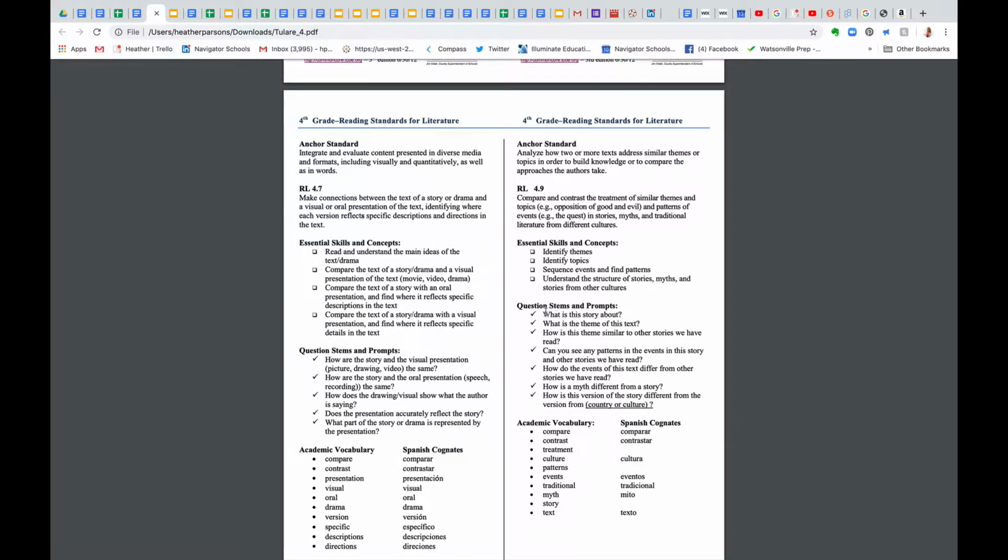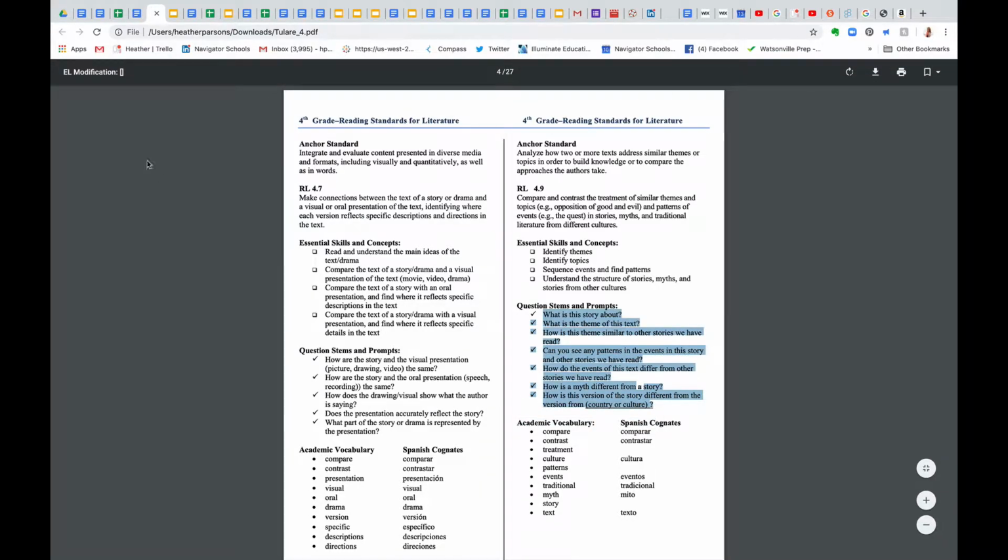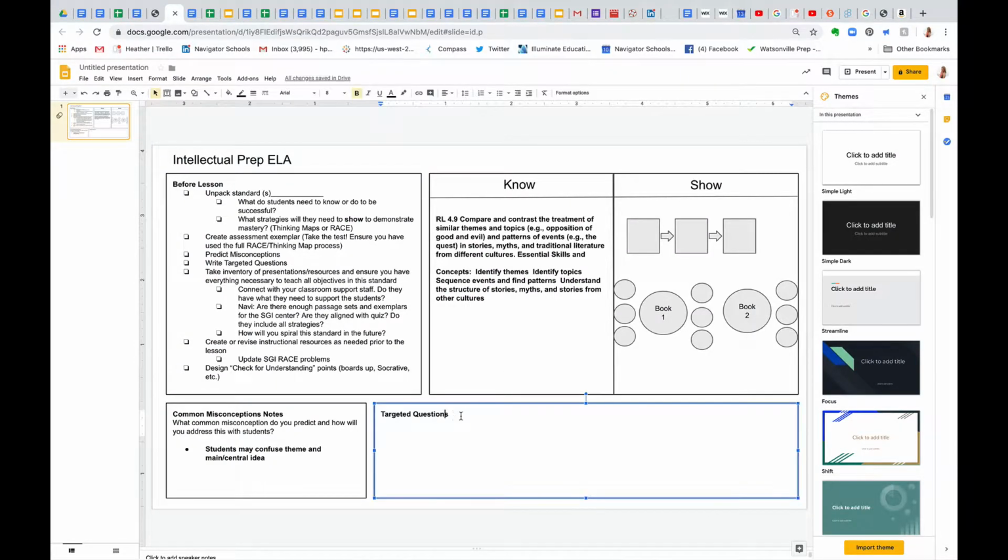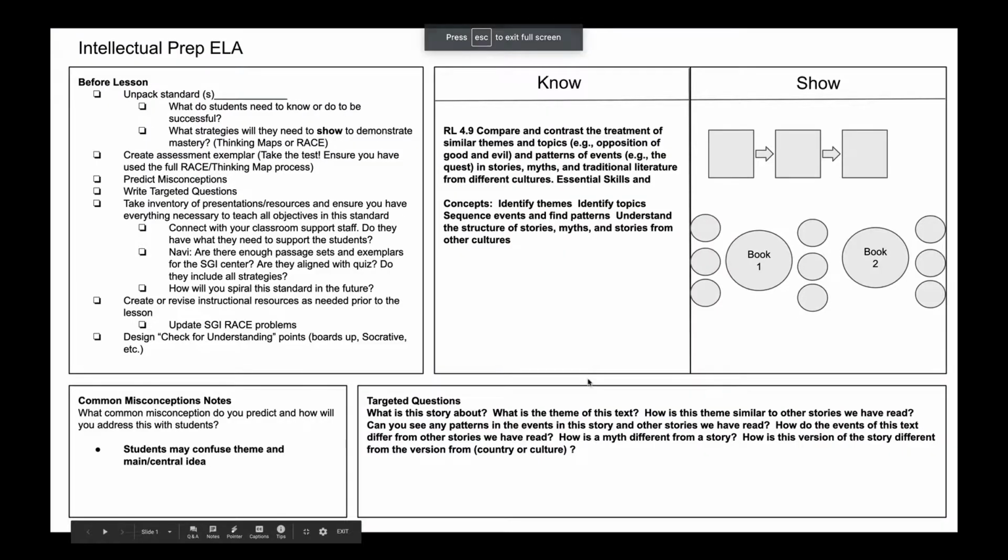Tulari's unpacking documents have question stems right here. So I'm going to go ahead and copy and paste these into my notes. The questions include, what is the story about? What is the theme of the text? How is the theme similar to other stories we have read?